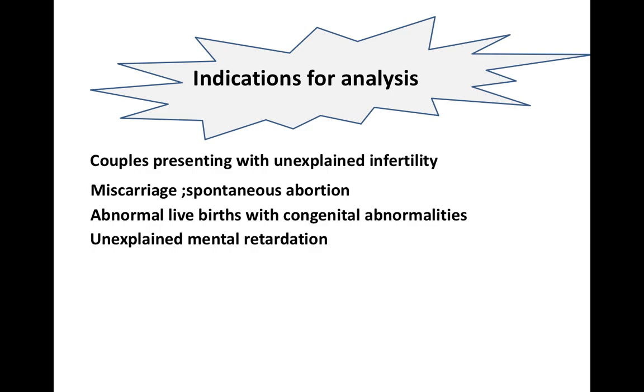The fourth reason to ask for karyotype is if you get a child having mental retardation, and again there is no reason to explain this mental retardation, like history of prenatal or natal exposure to any trauma or to drugs or to infection like viral infection. So if there is no reason, then you may suspect chromosomal abnormality, because it is the commonest cause of mental retardation in children.